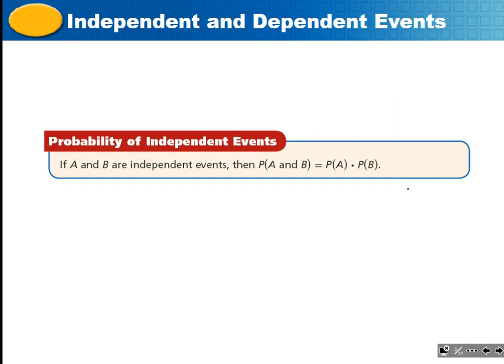Now this is found on your formula sheet, but what I would really like you to do is write the word and. When you see the word and, you're always going to multiply. Sometimes you won't see the word and, but you'll be able to imply that there's an and in the problem.